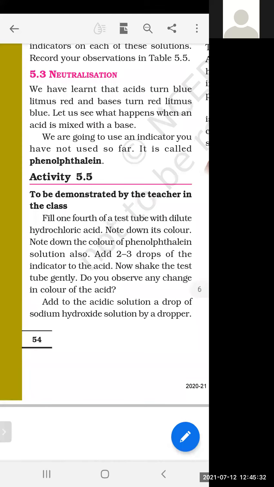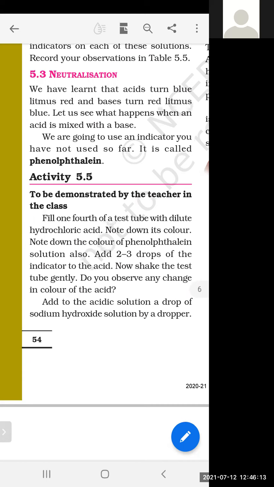So you can define neutralization: when an acid reacts with a base, this type of reaction is known as a neutralization reaction. You have learned that acid turns blue litmus red and the base turns red litmus blue. Let us see what happens when an acid is mixed with a base. We are going to use another indicator you have not used so far. It is a phenolphthalein indicator.